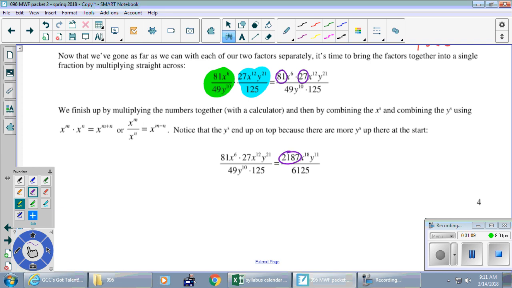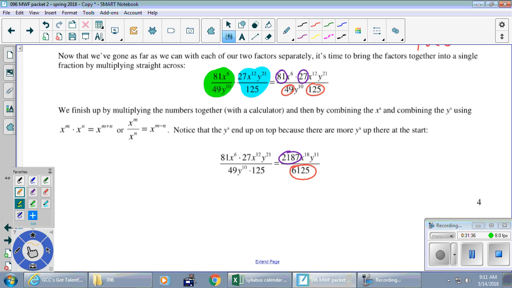Okay, 81 times 27 is a calculator thing. You just type it in, you get 2187 apparently. Downstairs, I've got 49 and 125, and that multiplies to 6125. We're saying true things here. 7s, 5s, yeah. 6125 is what you get when you multiply those. Nothing to it, just type it on the calculator. Okay, but now we're going to focus on the more interesting pieces here.